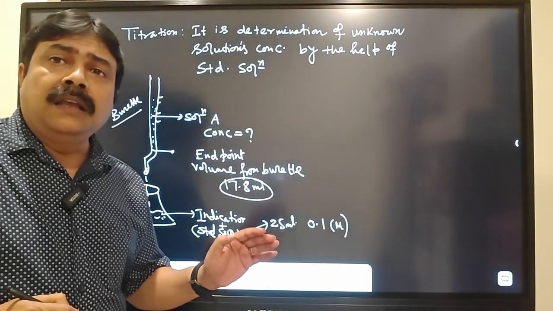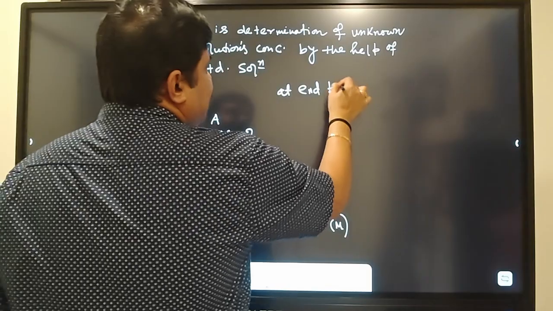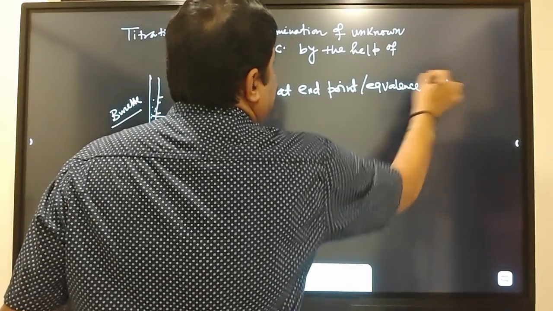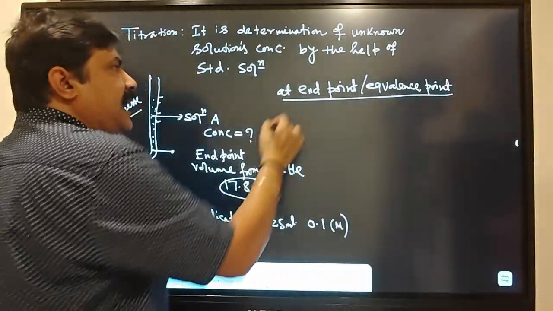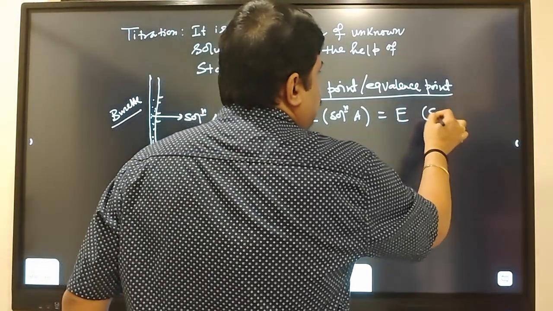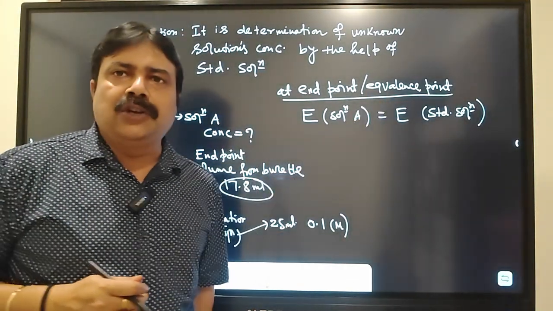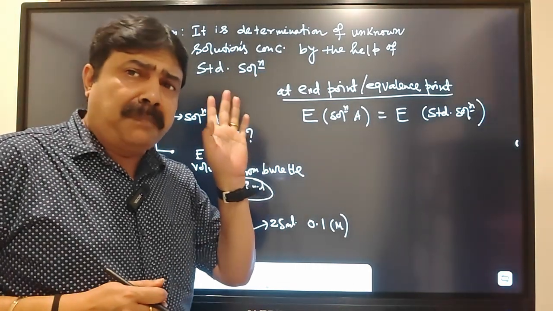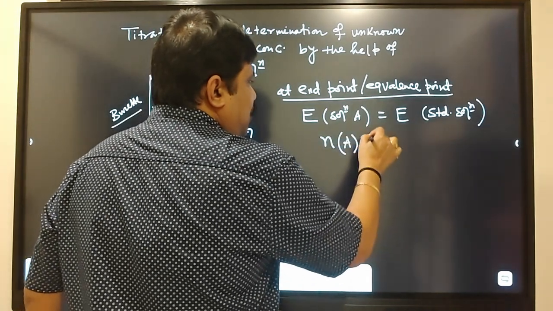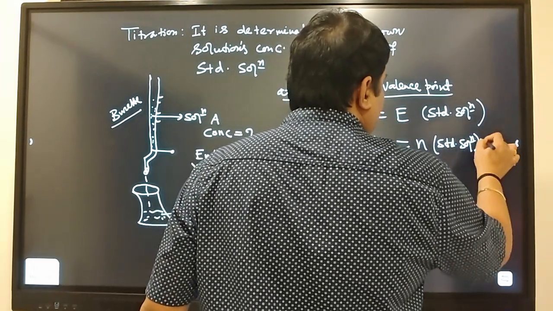By applying the equivalence concept, we can write at the end point, also called the equivalence point, as per the law of equivalence, the equivalents of solution A will be equal to the equivalents of the standard solution. Equivalents equal the number of moles times the n factor. So we can write the number of moles of A times the n factor of A, equals the number of moles of the standard solution times the n factor of the standard solution.